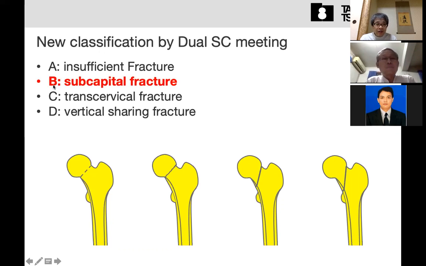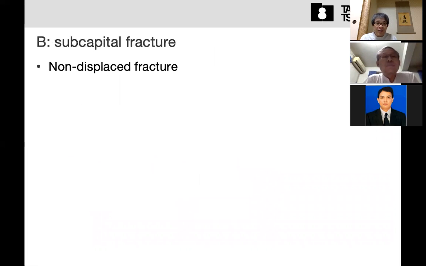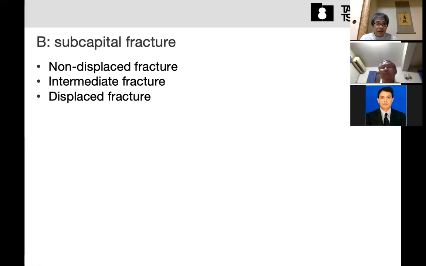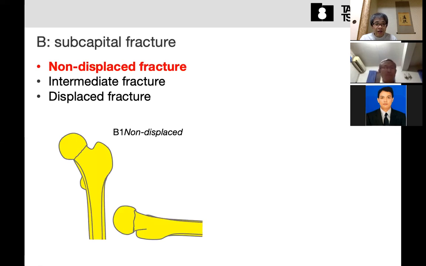So the difficulty is still in the subcapital fracture. It is very difficult to classify. Other types of fracture we can easily classify. The subcapital fracture we classified as non-displaced fracture, including the insufficient fracture, the intermediate fracture, and displaced fracture. Non-displaced fracture is like this. We can see the fracture line, but no displacement.